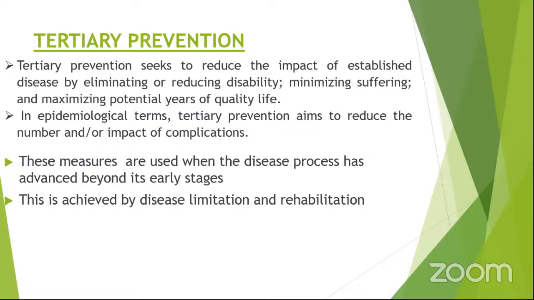Tertiary prevention seeks to reduce the impact of an established disease by eliminating or reducing disability, minimizing suffering, and maximizing potential years of quality of life. These measures are used when the disease process has advanced beyond its early stages. It is achieved by disease limitation and rehabilitation.